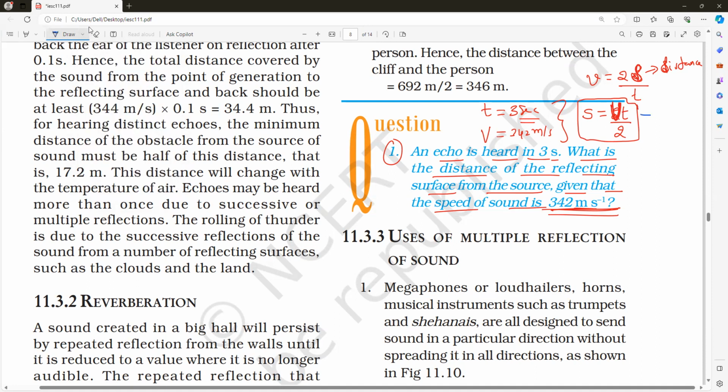What is the V? 342 into time is how much? 3 divided by 2. So that equals 171 into 3, which equals how much? 513 meters. 513, that is the answer.